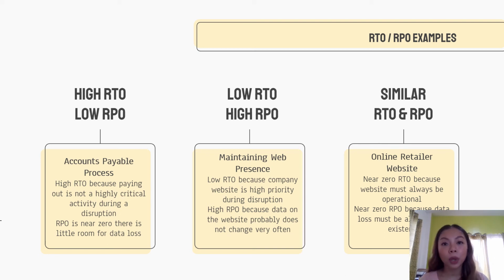However, for massive online retailers like Amazon, Lazada, and Shopee, the website must always be operational, or near zero RTO, and its data loss must also be non-existent, or near zero RPO. So without a quick recovery of the website and all its associated data, the impact of a disruption would be catastrophic. In this case, there is a similar RTO and RPO.